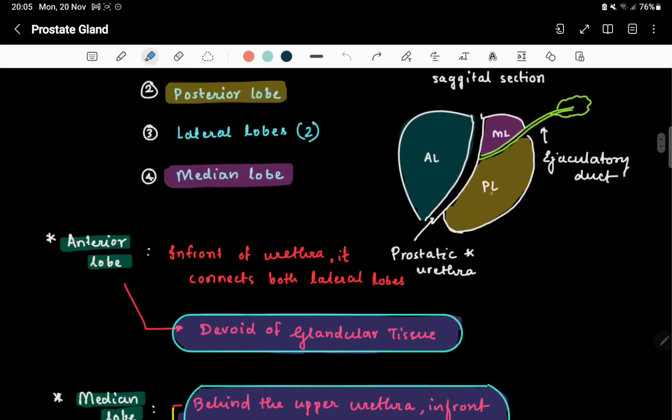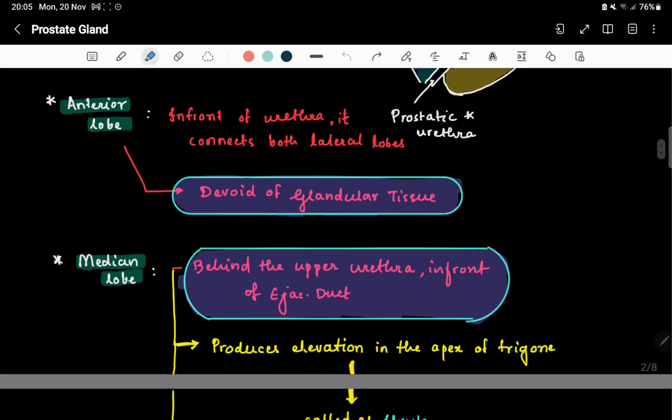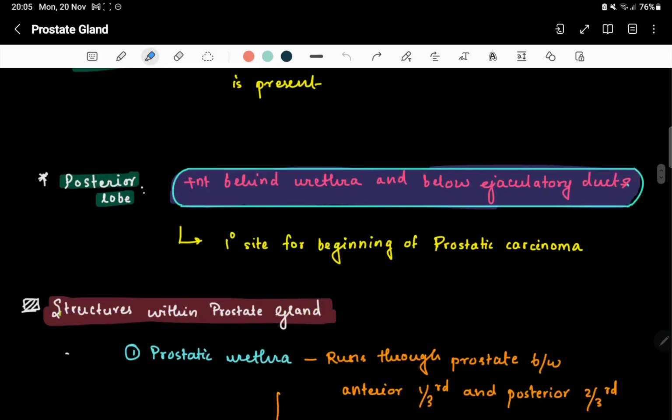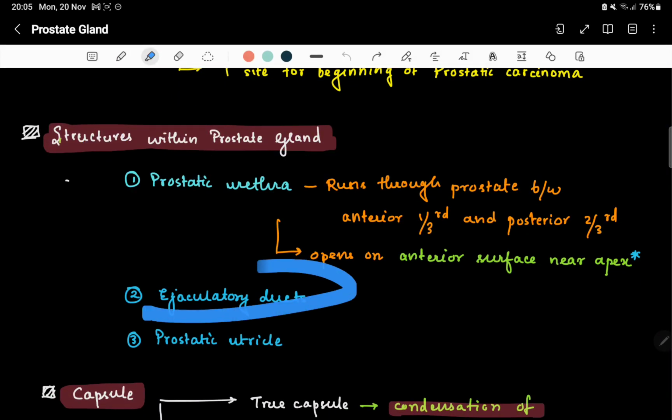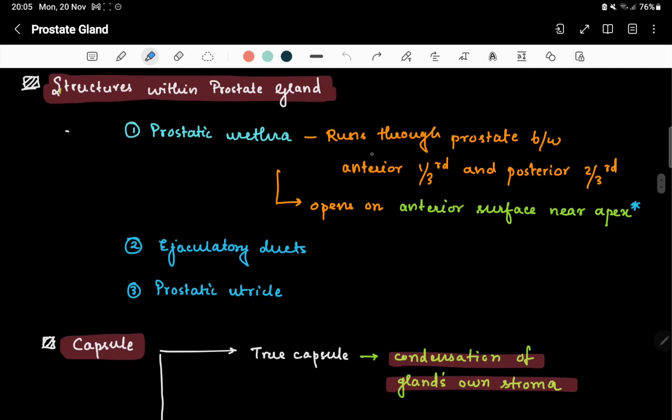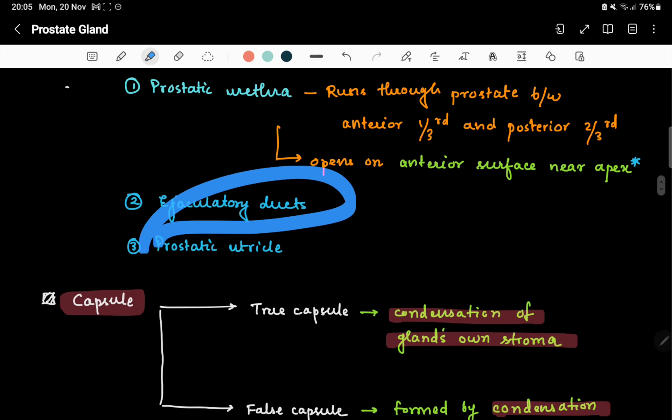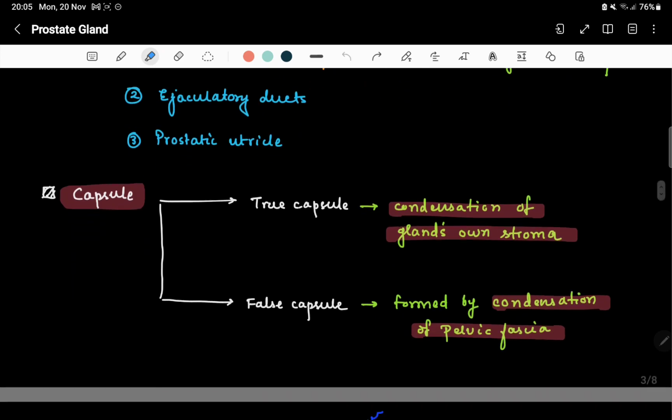So you can just see, okay, it is present behind the urethra and below the ejaculatory ducts. Okay, so this is your posterior lobe. Structures within the prostate gland, you have the prostatic urethra, ejaculatory ducts, and the prostatic utricle. The prostatic urethra runs through the prostate between the anterior 1/3 and posterior 2/3, opens on the anterior surface near the apex. The ejaculatory ducts are present and the prostatic utricle is also present.